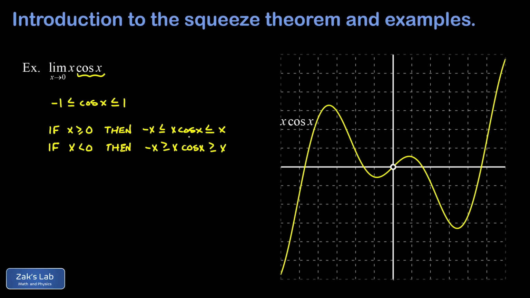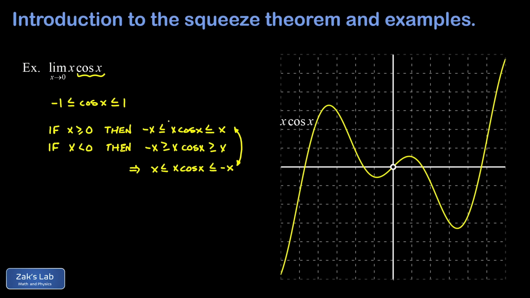If -x is bigger than x cosine x and x cosine x is bigger than x, it's totally equivalent to just say x is less than or equal to x cosine x, and x cosine x is less than or equal to -x. Again, that's only true if x is a negative number. So now we look at these two inequalities that we've produced.